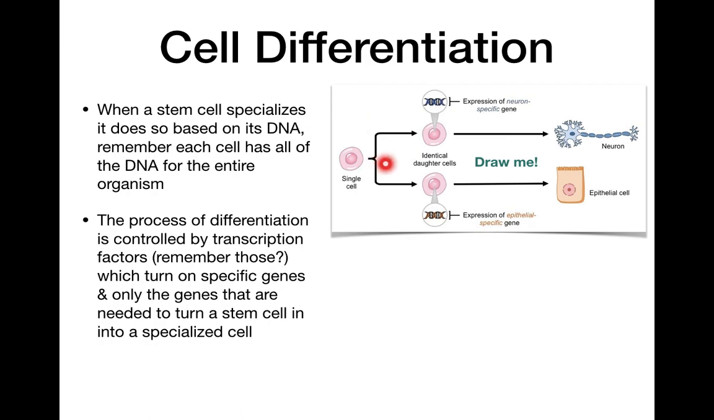So if you look here, a single stem cell could become, we have mitosis to make 2 identical cells, but at this stage, transcription factors are going to control which genes are turned on.